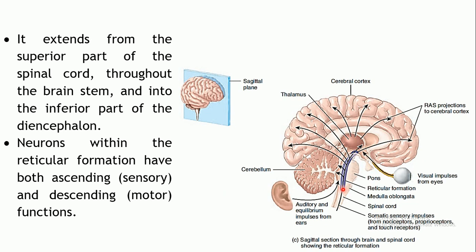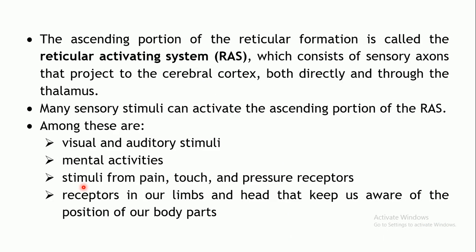It will extend from the superior part of the spinal cord through the brain stem, that is along the medulla oblongata, the pons and the midbrain, and it will also be associated with the inferior parts of the diencephalon. This reticular formation comprises both types of neurons, the ascending as well as the descending ones. So it carries out sensory as well as motor functions.